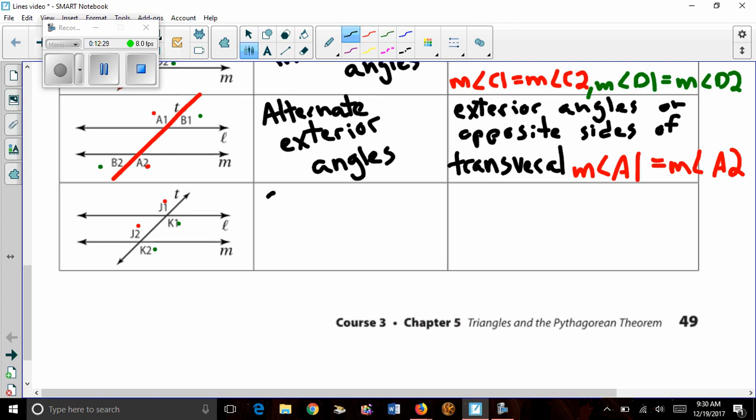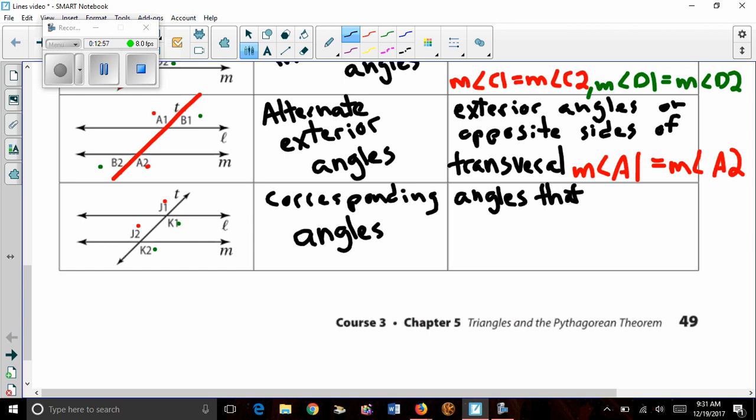These are called corresponding angles. And with corresponding angles, we could say that they are angles that lie in the same position on two lines in relation to the transversal.